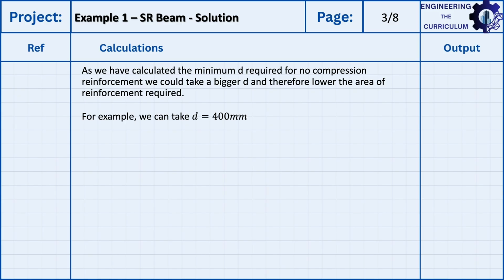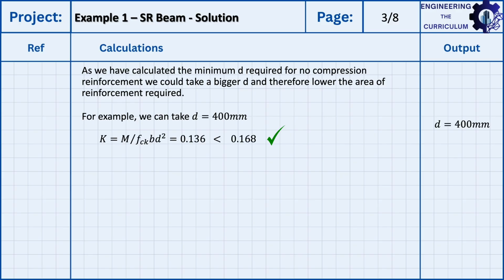Now, it's really interesting to note that we calculated the minimum effective depth required for no compression reinforcement. Any smaller than that effective depth, and we would definitely need compression reinforcement. However, what we could do is we could take a bigger effective depth, and that way we would lower the area of reinforcement required. So let's see what happens, for example, when we take D, effective depth, of 400 millimeters.